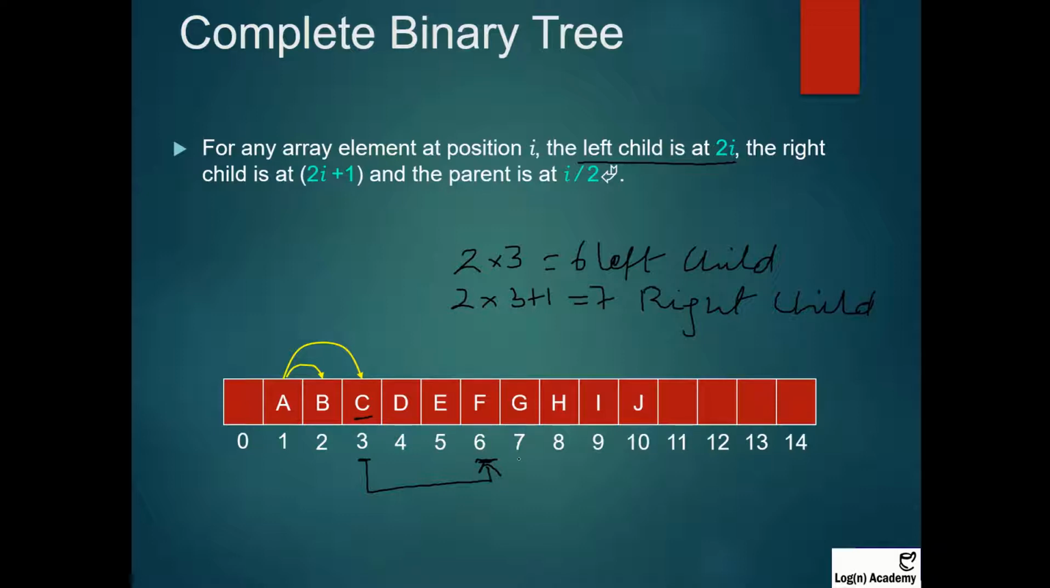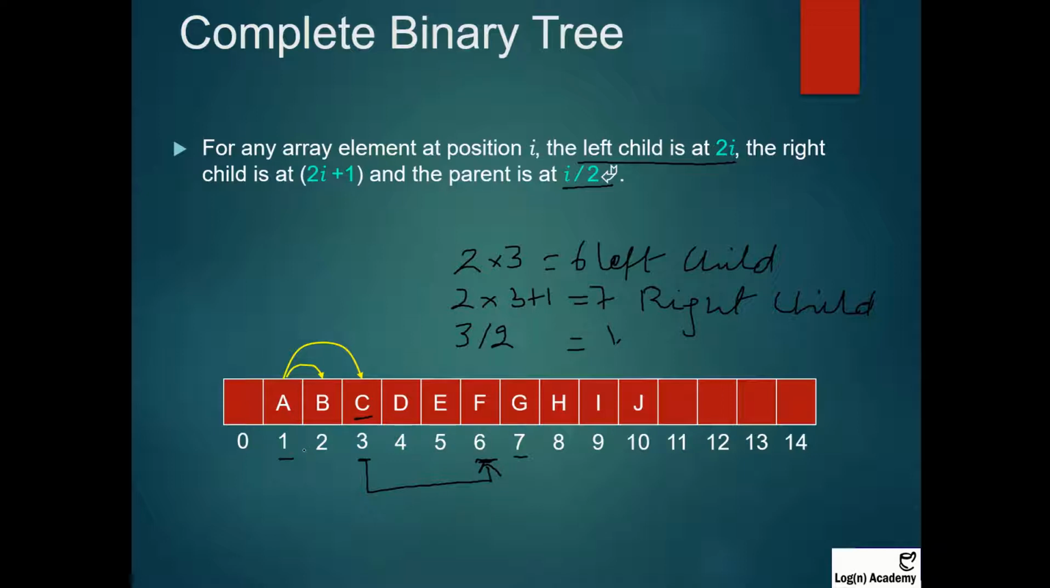Okay, so 7 is the right child and 6 is the left child. Now if I want to know the parent of C, I can use this formula, I divided by 2. So 3 divided by 2, I will get something 1 point something, right? I will take only the integer value, and the parent of C is 1. So in this way, I can know that a node has the index position.